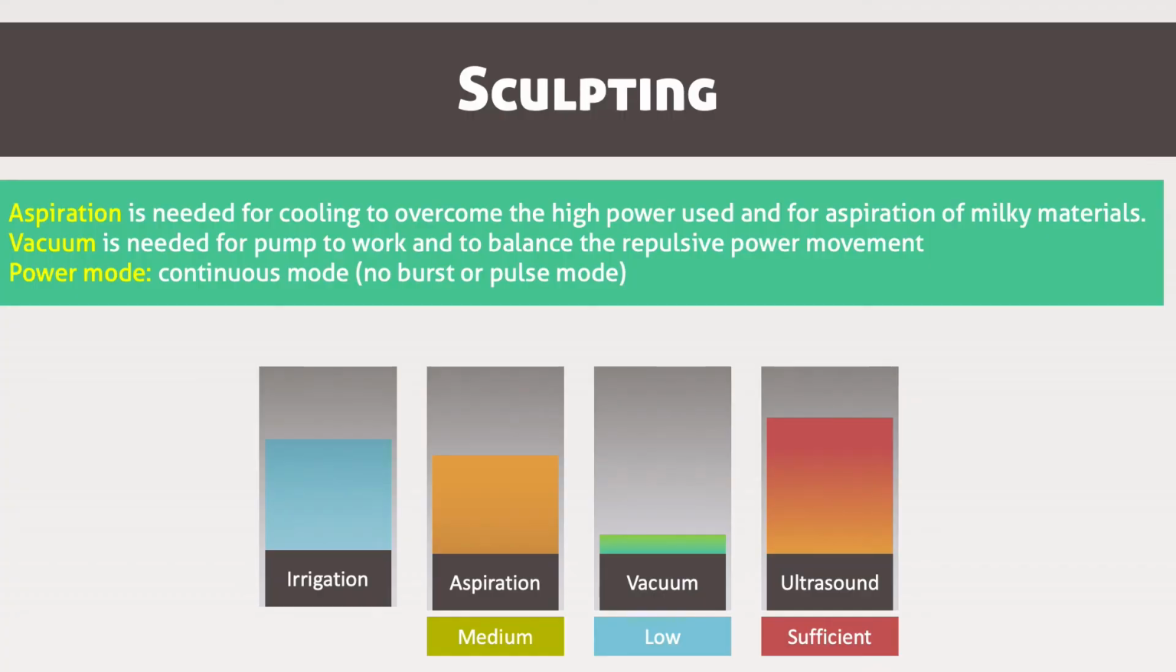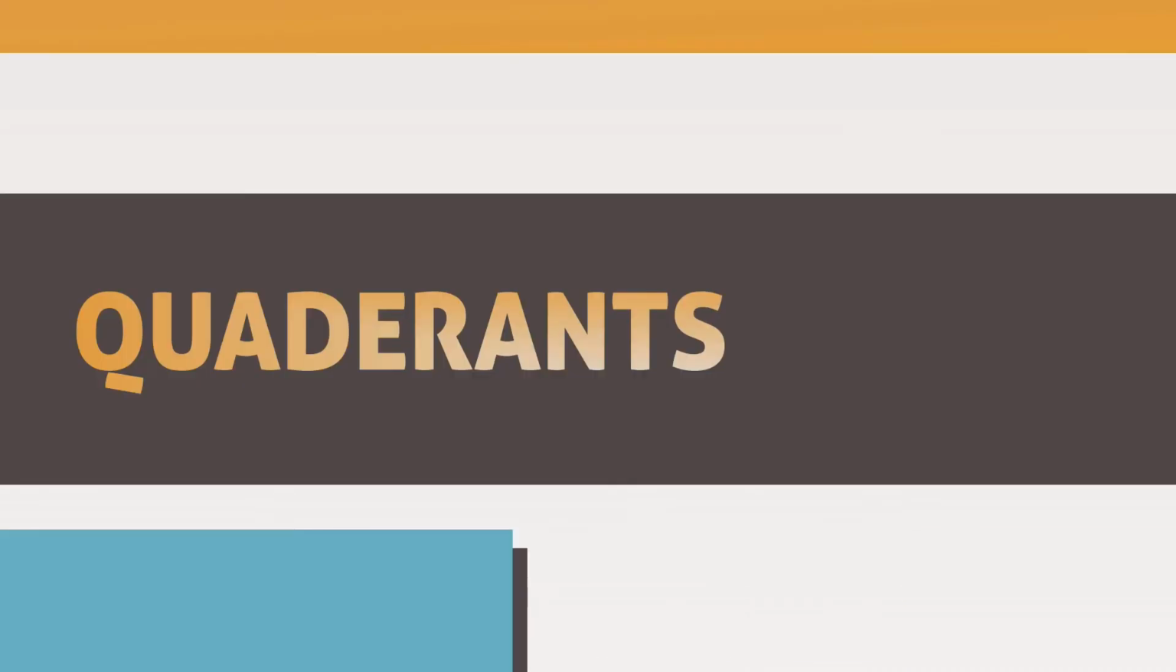To sum up, aspiration is needed for cooling to overcome the high power used and for aspiration of milky materials. Vacuum is needed for the pump to work and balance the repulsive power movement and to fix the nucleus in place. For the power mode, we prefer to use the continuous mode, not burst or pulse mode. The third step is the quadrant.